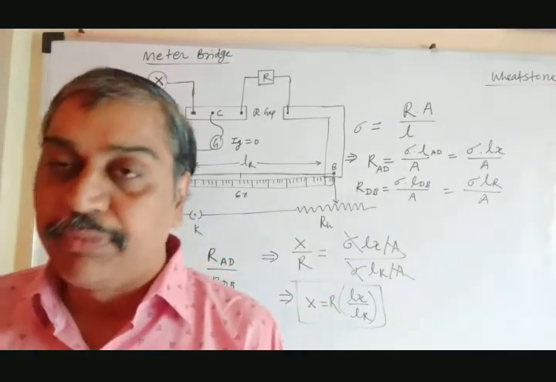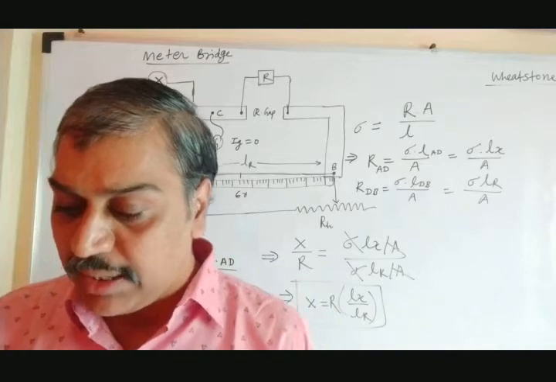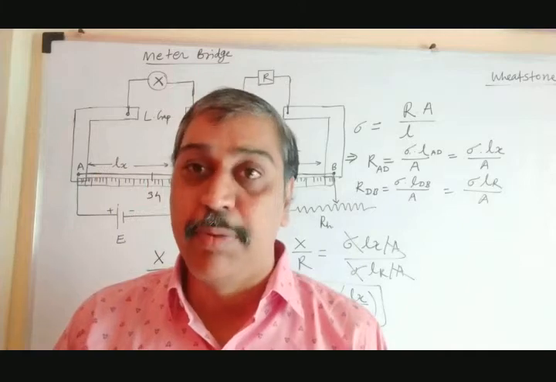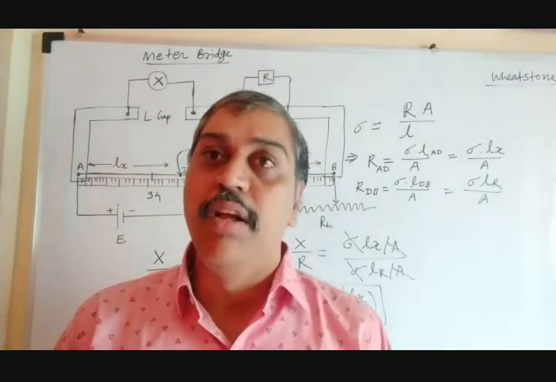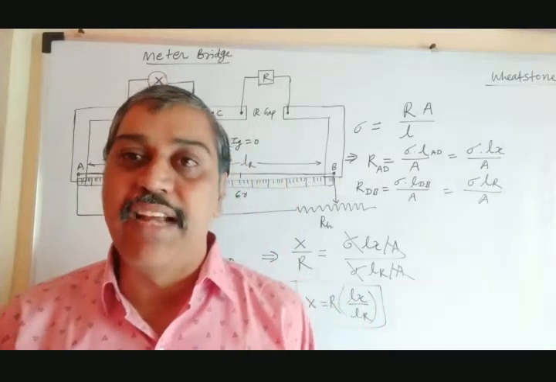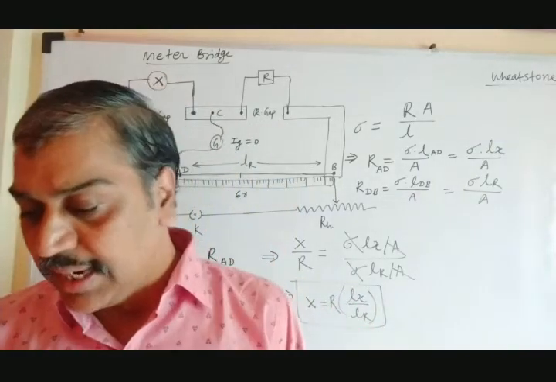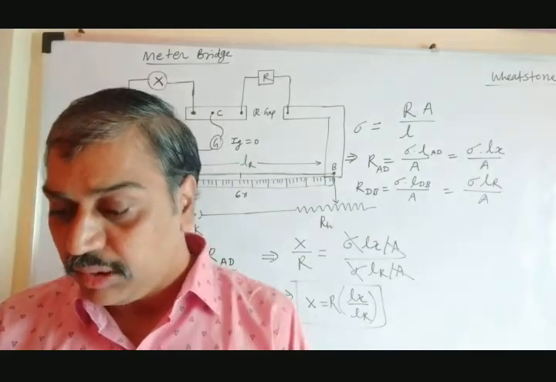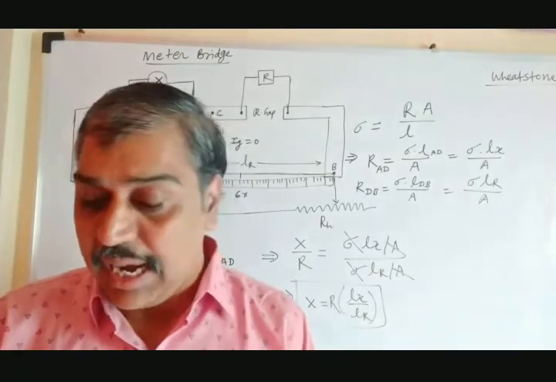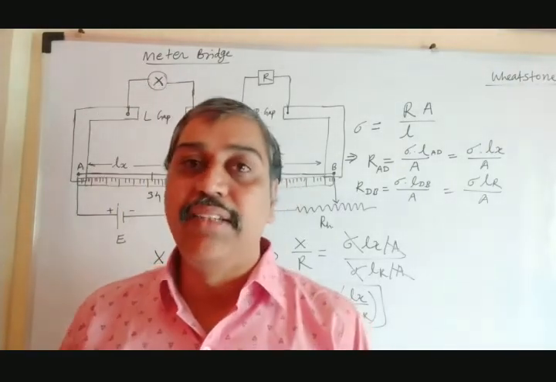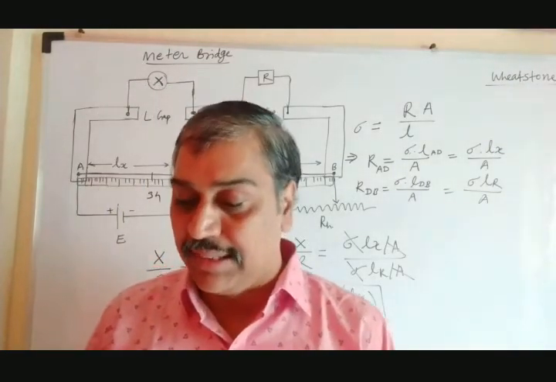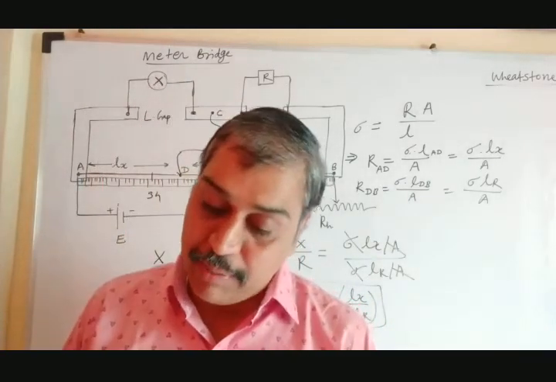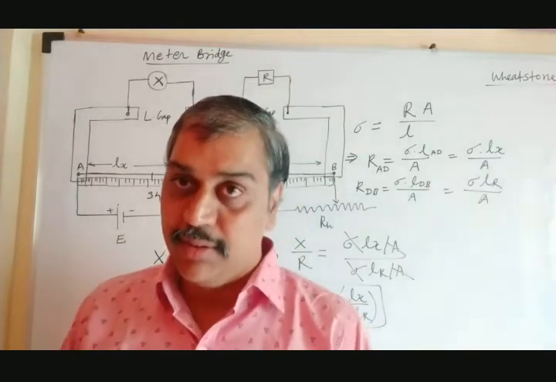Let's go to applications. The Wheatstone bridge is used for measuring very low values of resistance. If we want to measure a very low value of resistance precisely and accurately, we can use a Wheatstone bridge. Second, we can also measure quantities such as galvanometer resistance, capacitance, inductance and impedance by using this bridge. So these are some applications of this meter bridge.